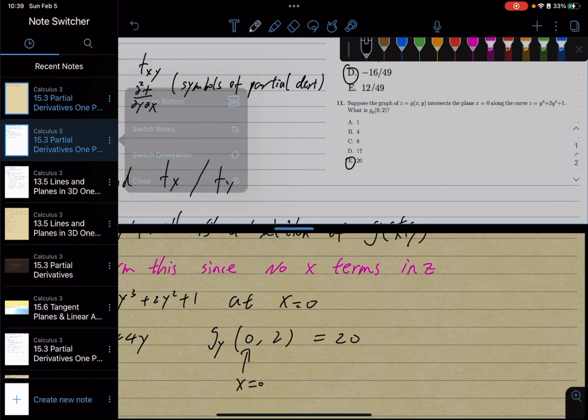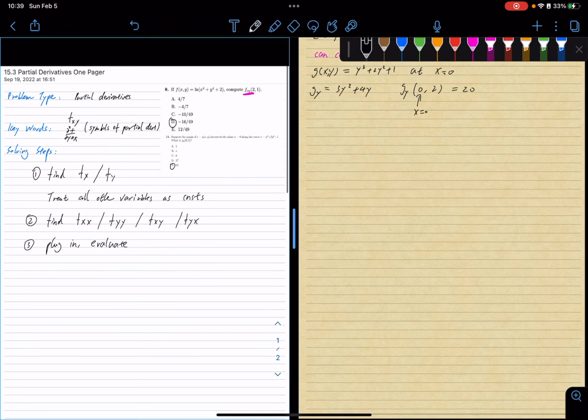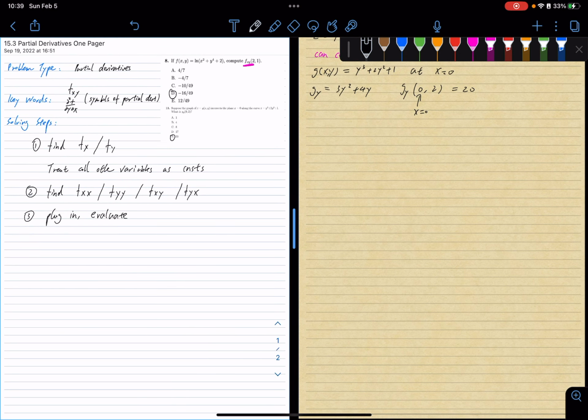So that is all I have for you on 15.3 partial derivatives. I hope this concept is intuitive enough, simple enough for you to understand, and we will be continuing to use these skills further down the line of Calc 3.